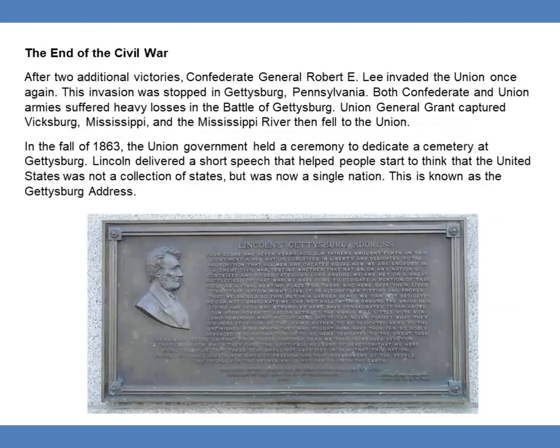The end of the Civil War. After 2 additional victories, Confederate General Robert E. Lee invaded the Union once again. This invasion was stopped in Gettysburg, Pennsylvania. Both Confederate and Union armies suffered heavy losses in the Battle of Gettysburg. Union General Grant captured Vicksburg, Mississippi, and the Mississippi River then fell to the Union.